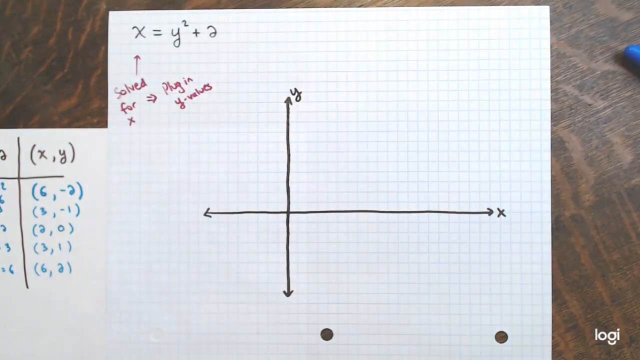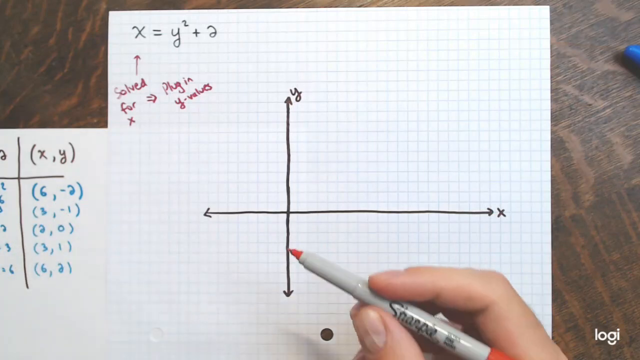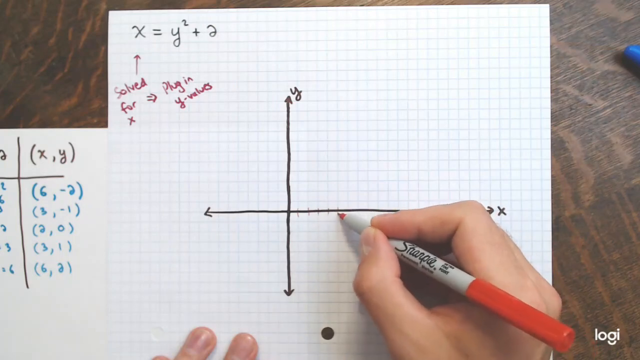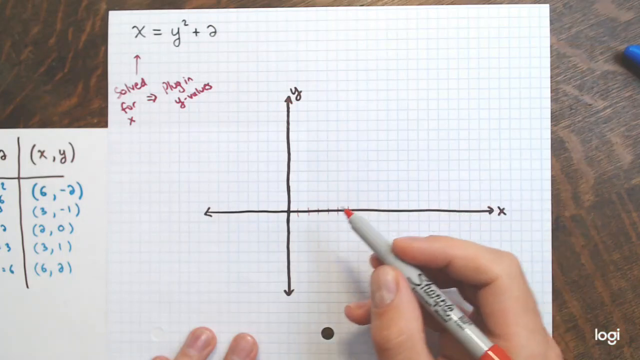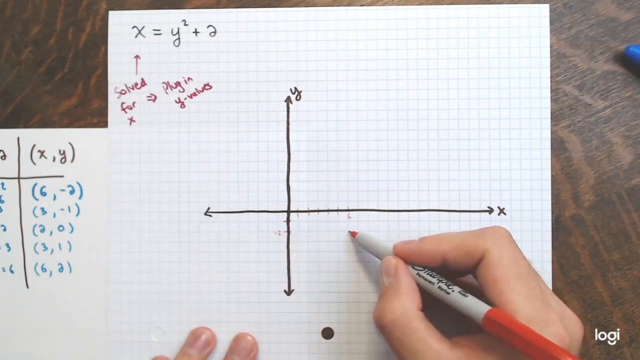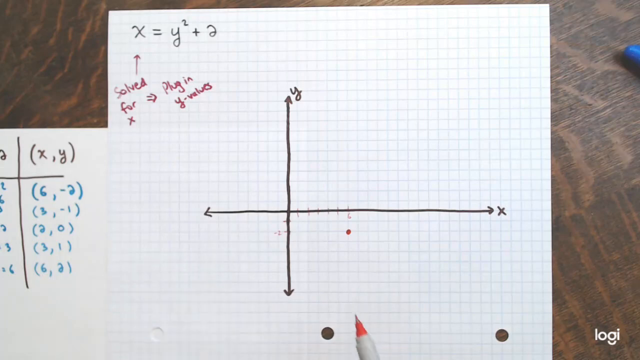Okay, and let's plot some of these solutions, make a graph. First one, 6 for x, -2 for y. So 6 for the x coordinate, so 6 on the x-axis, -2 for y. Right? So that's this point right here. That's just one solution to this equation, makes this true.